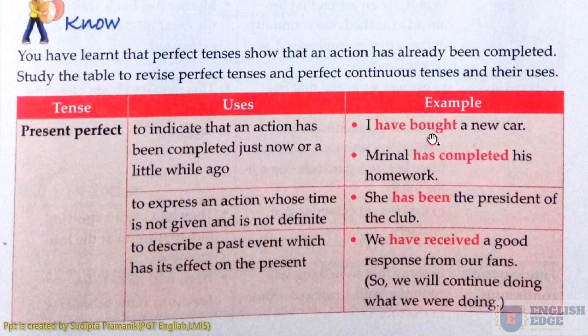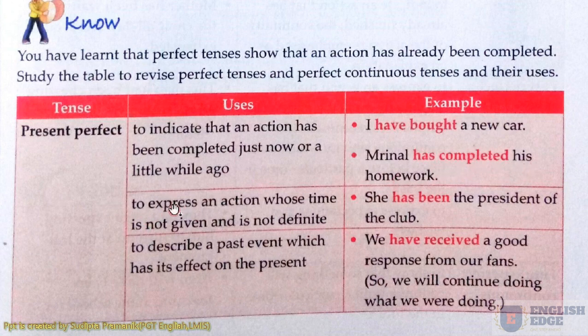Here, I have bought a new car. According to the rules, we must use have or has, and buy is the main verb, and bought, B-O-U-G-H-T, is the past participle of the main verb buy. Mrinal has completed his homework. Mrinal is third person singular number, so we must use has, not have, and the past participle of the main verb complete. So we must use completed his homework here.